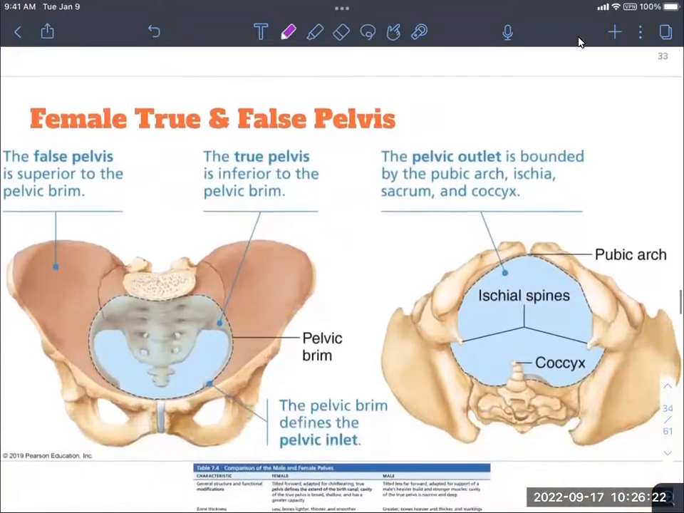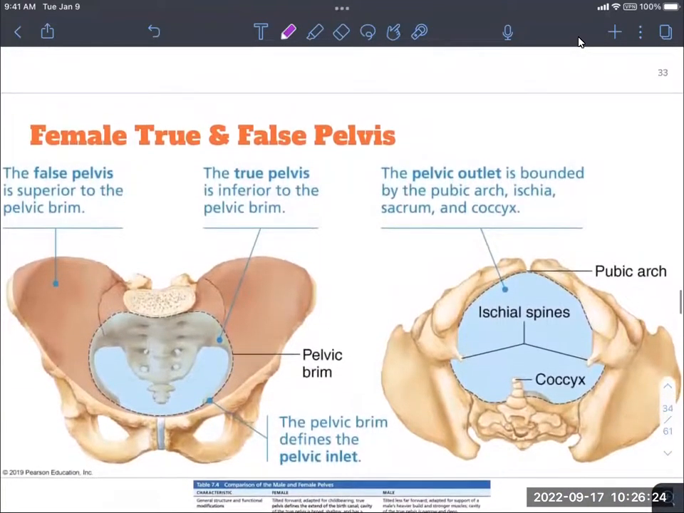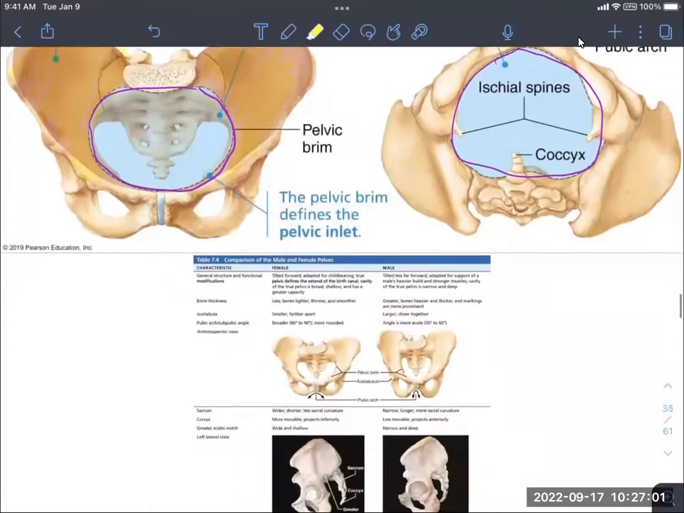Let's kind of look at what this is. We have our true pelvis, this whole part in blue on both pictures. We have what is called a false pelvis. The false pelvis is the superior brim, this reddish orange kind of color. That is just more of where the hip bones sit. That's really all it means.